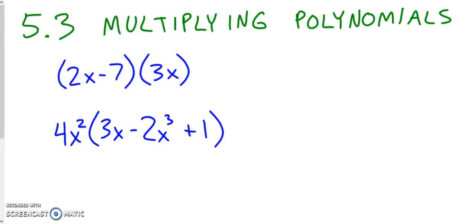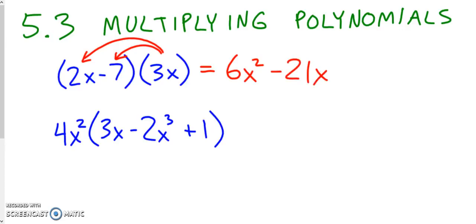And so what we're going to do is essentially take that monomial and distribute it and multiply into the parentheses. And so here you'd have 2x times 3x. Well, 2 times 3 is 6, and x times x is x squared. And then, of course, 3x times 7 is 21x, but there's a minus there, and so you end up with minus 21x.